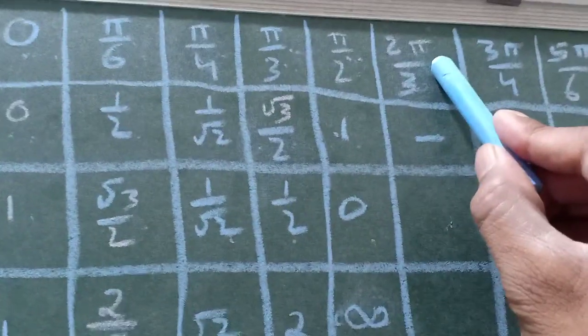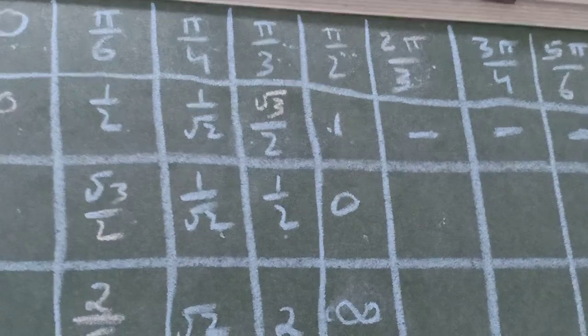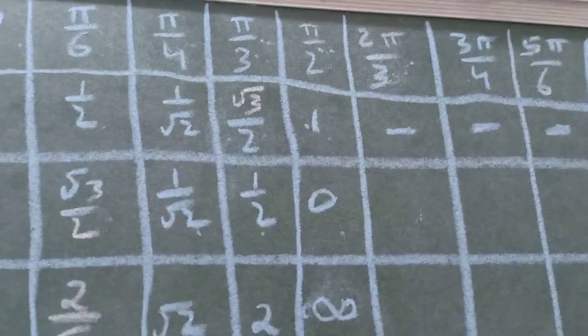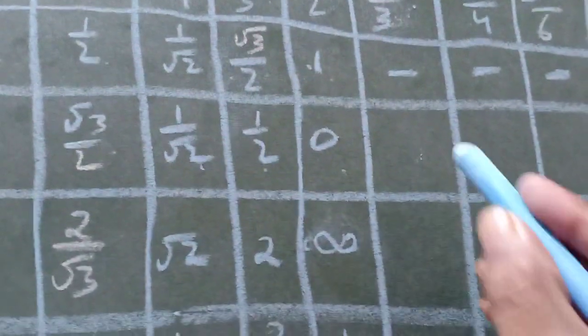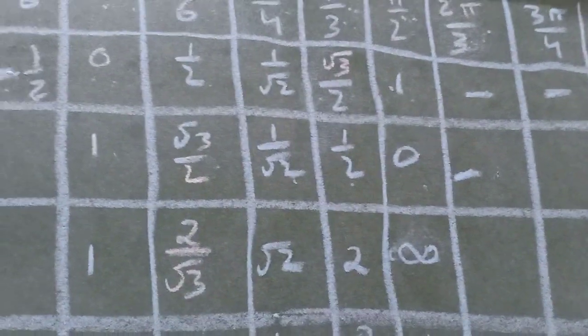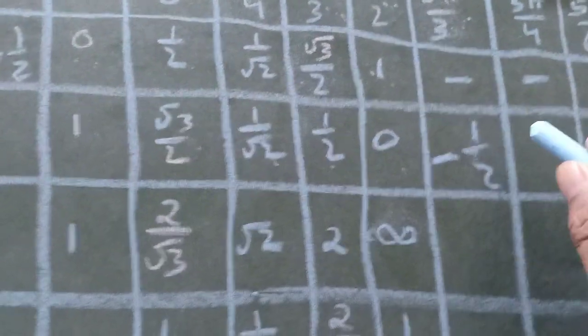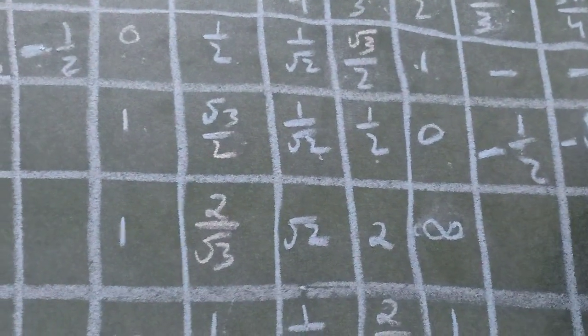Cos of 2 pi by 3. How to find the value of cos of 2 pi by 3? You should know 2 pi by 3 lies in the second quadrant. As it is in second quadrant, the value of cos is negative, so you have to put minus, and keep the value of cos pi by 3. Cos pi by 3 is 1 by 2, so minus 1 by 2.